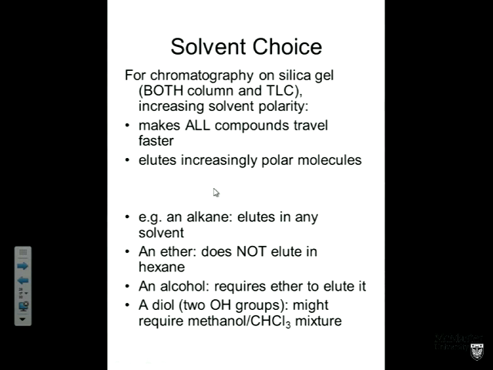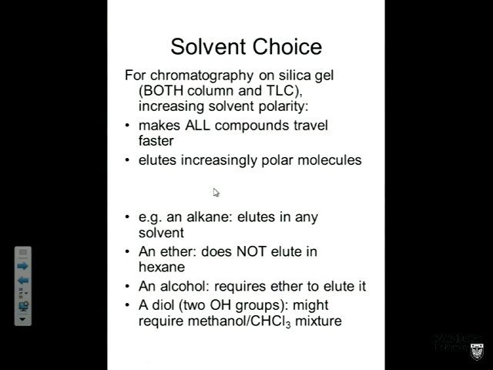So in effect, going to a higher polarity solvent is rather like displacing the compound off the silica gel. So a more polar solvent binds more tightly to the silica gel and displaces molecules of your bound substrate. And so all compounds travel faster, and we begin to elute increasingly polar molecules that otherwise, with a non-polar solvent, stick to the column.